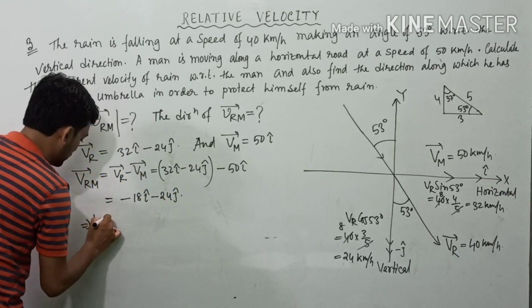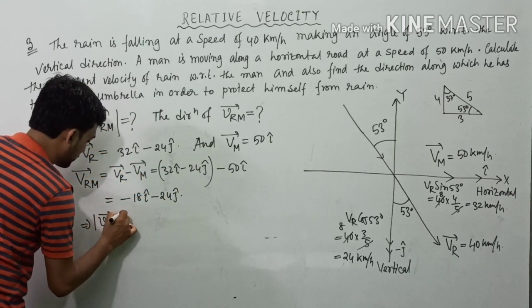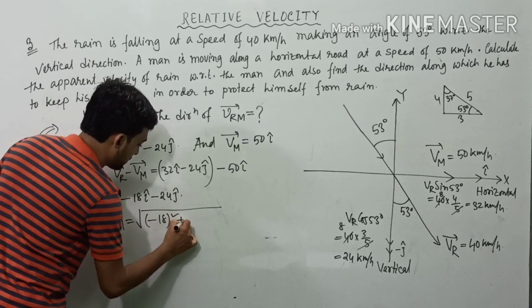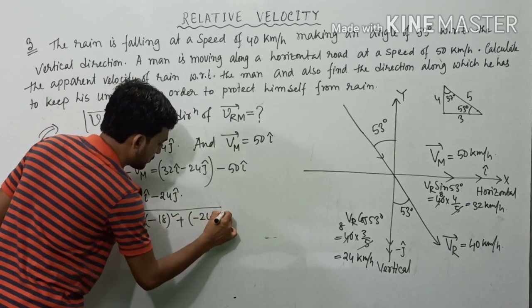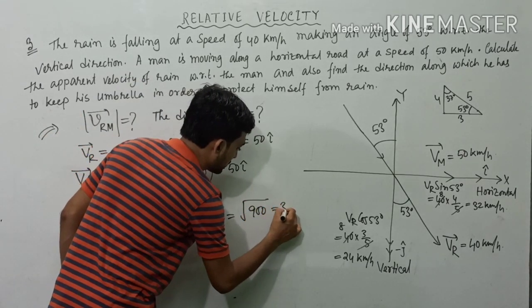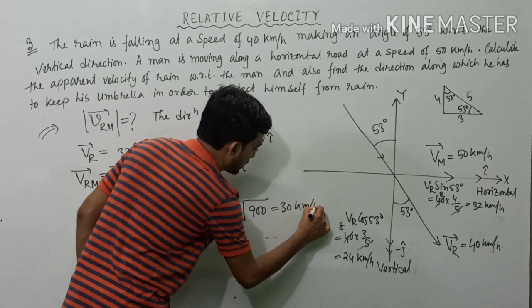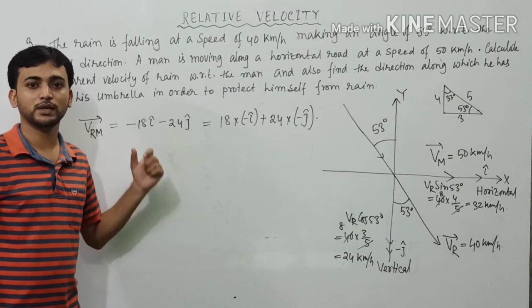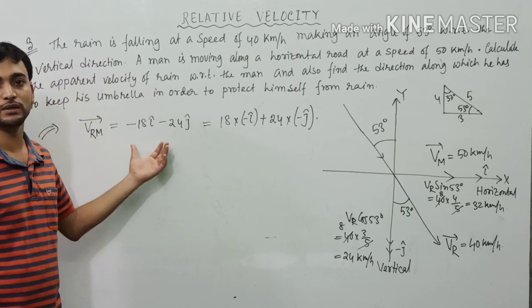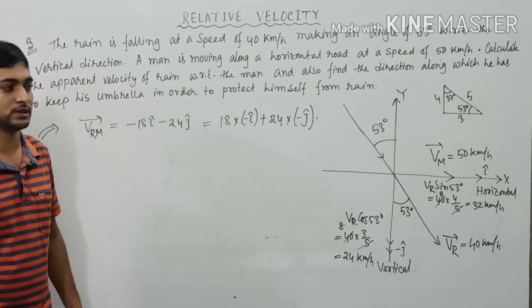So the magnitude of relative velocity of rain with respect to man will be square root of minus 18 whole square plus minus 24 whole square, that is equal to square root of 900, which is equal to 30 km per hour. Now to find the direction of relative velocity of rain with respect to man, we have to express this vector with the help of a two-dimensional coordinate system.